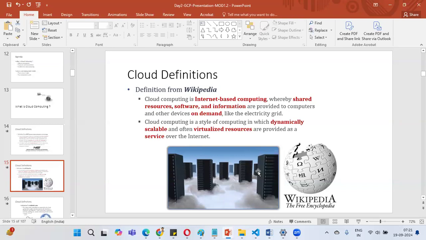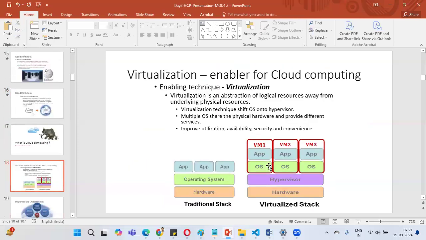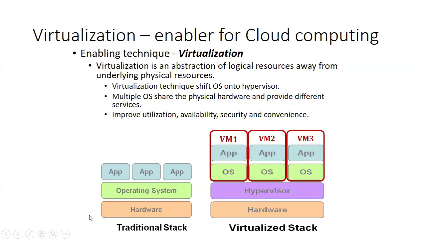Of course, cloud computing is a style of computing where dynamically scalable and often virtualized resources are provided as a service. So what does this word virtualized mean? What is virtualization and how does it work? Basically, virtualization is having some resources shared to users, not physically, but virtually. What does that mean? In the traditional way, there is something called physical hardware.